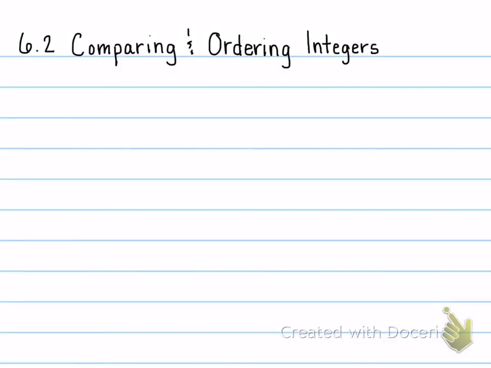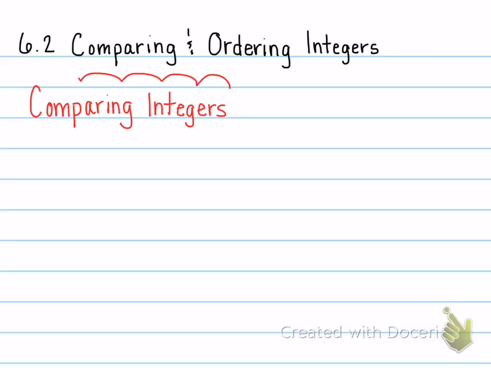In this lesson, we're going to learn how to compare and order integers. We are going to start with comparing integers using both a horizontal and vertical number line. We looked at a horizontal number line in our last lesson when we were just talking about integers in general. It looks like this.